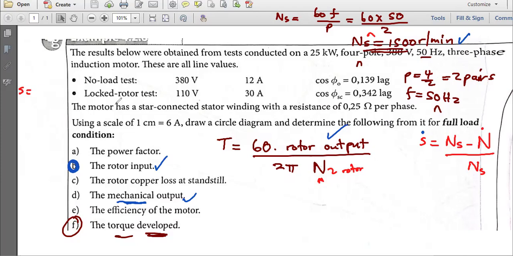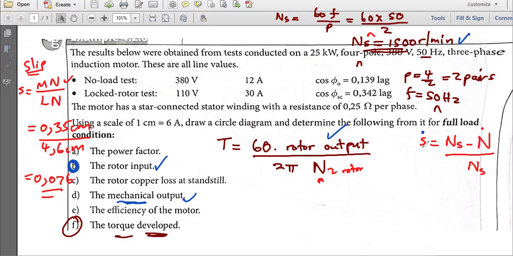Remember, slip is rotor copper loss over rotor input. So from the rotor copper loss, Mn, over the rotor input, which is Ln. Remember those dimensions, guys. So we measured, this was approximately 35 millimeters, which is 0.35 centimeters. Ln, approximately 4.6 centimeters. So we're going to get a slip of 0.076. So this is our slip, which we can use here to calculate our rotor speed.